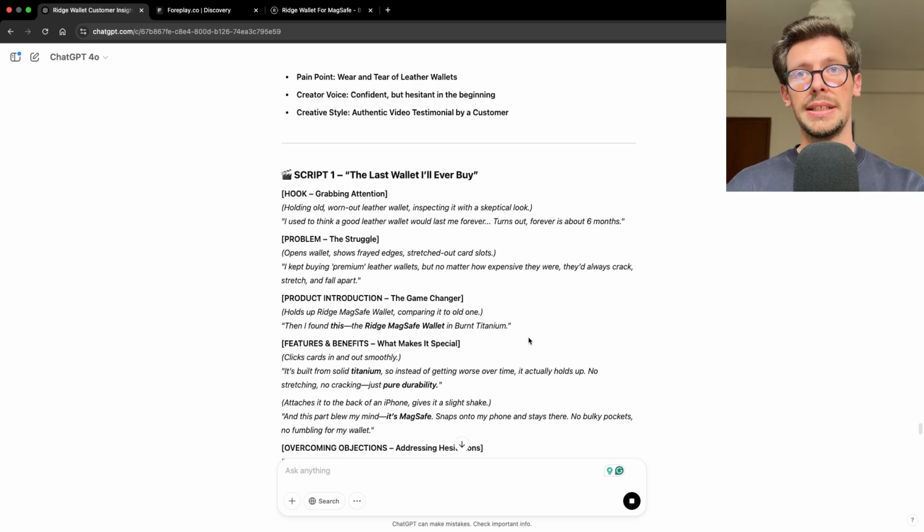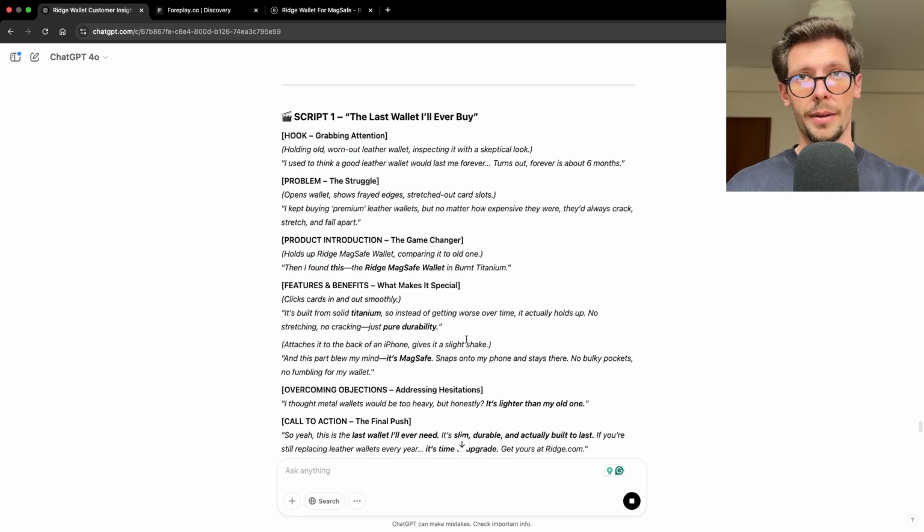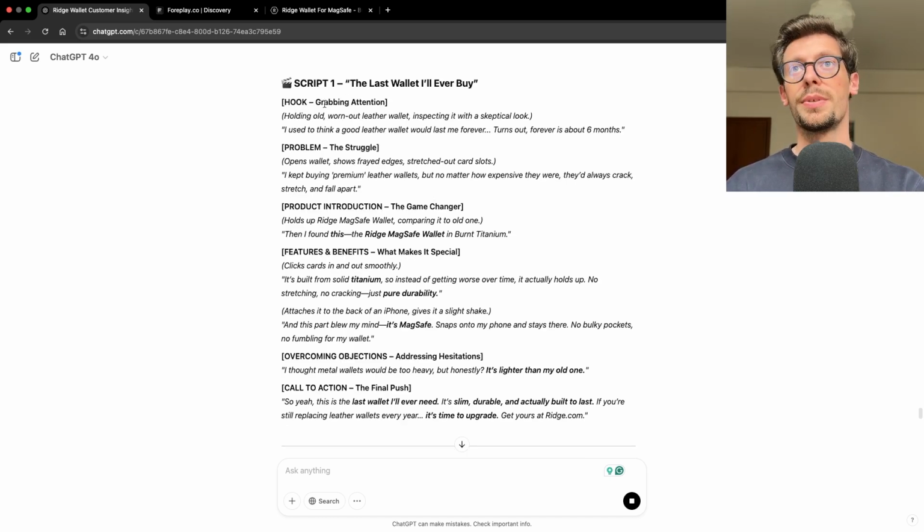But you can already see it is exactly in the structure that the winning ads are written in, and it addresses the exact pain points and customer persona that we have analyzed through our quick AI research. Now let's look at the script, "The last wallet I'll ever buy." This could also be a headline.